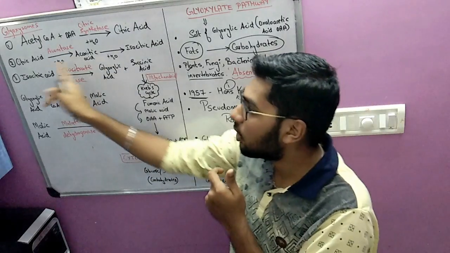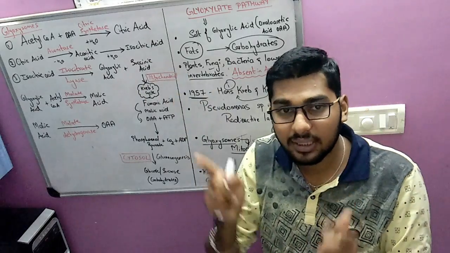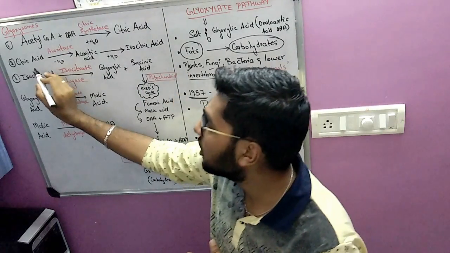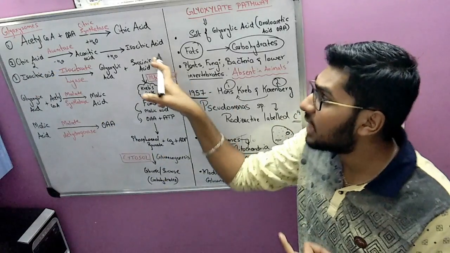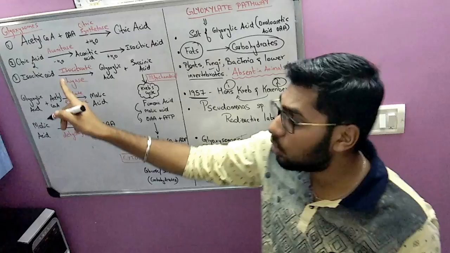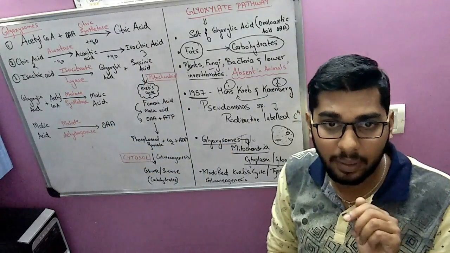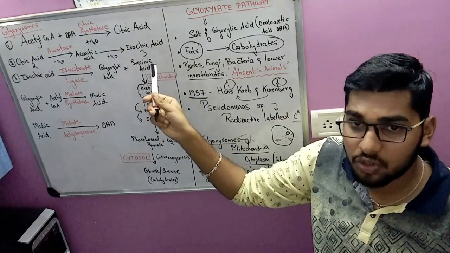So what is the difference between citric acid and isocitric acid? The difference is in the functional group. The functional group OH is attached to the second carbon atom of citric acid, whereas in isocitric acid, the functional group OH is attached to the third carbon atom. So citric acid is converted to isocitric acid.